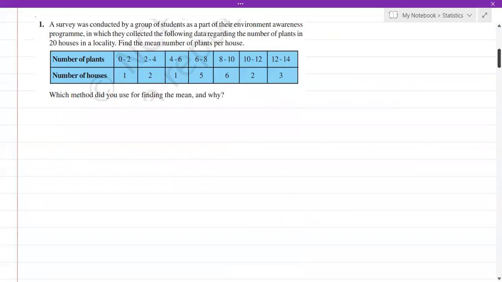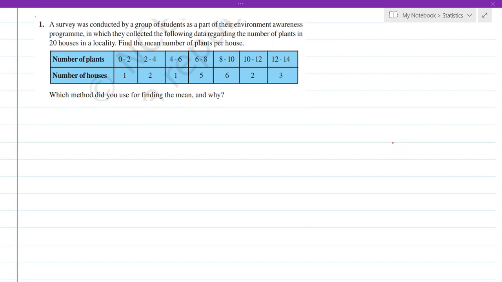So let's take the first question. A survey was conducted by a group of students as a part of their environment awareness program, in which they collected the following data regarding the number of plants in 20 houses in a locality. Find the mean number of plants per house. So that is the average number of plants per house. Here in the question, they have asked which method did you use for finding the mean and why.